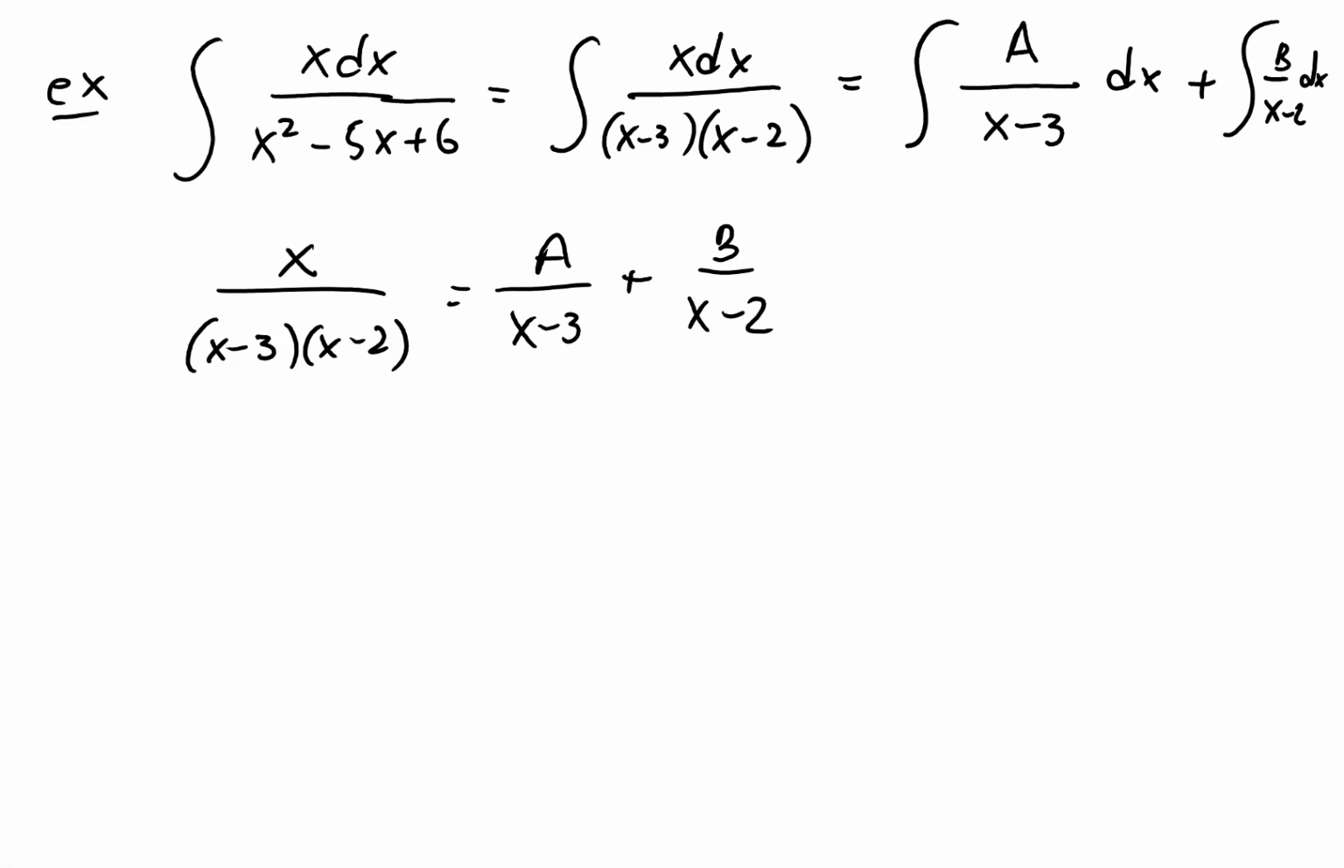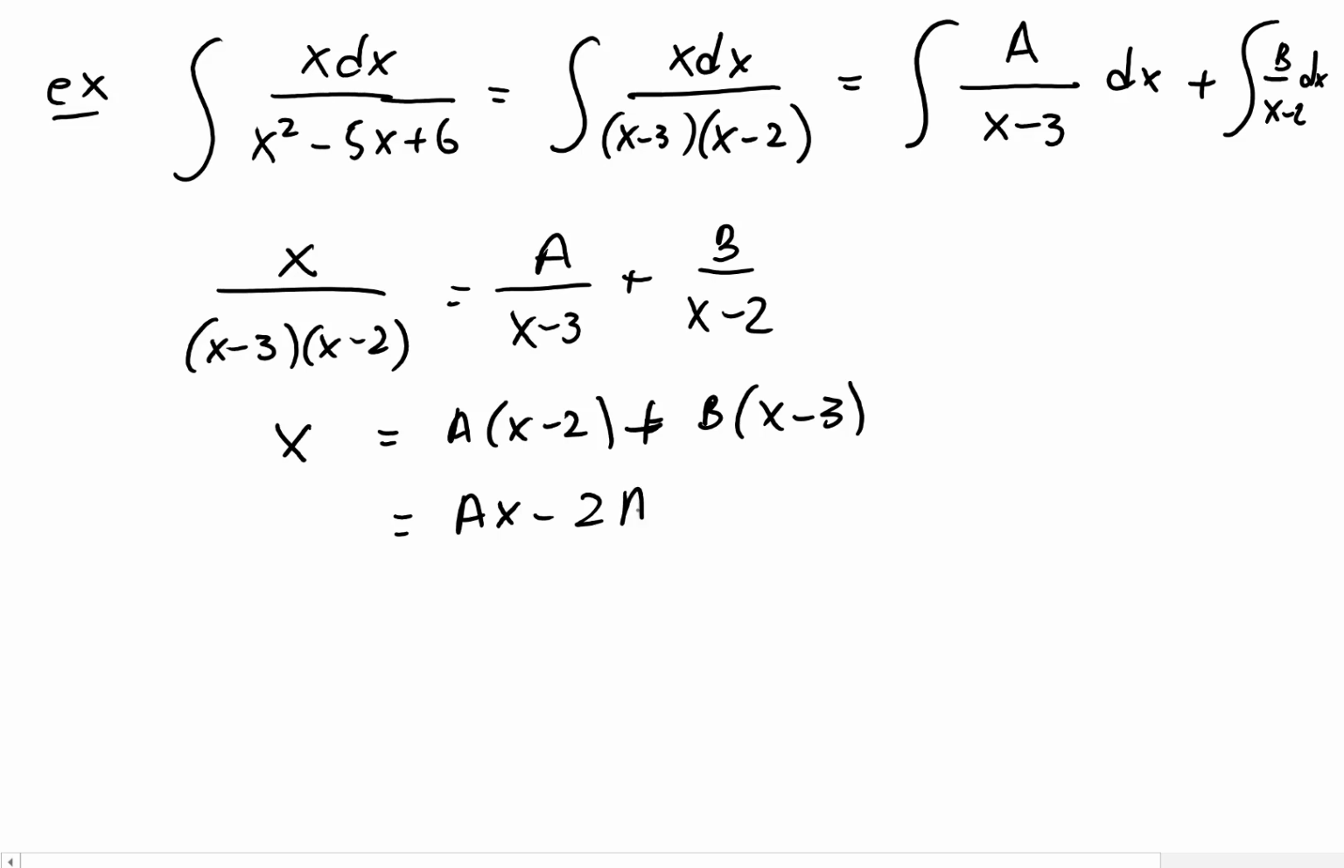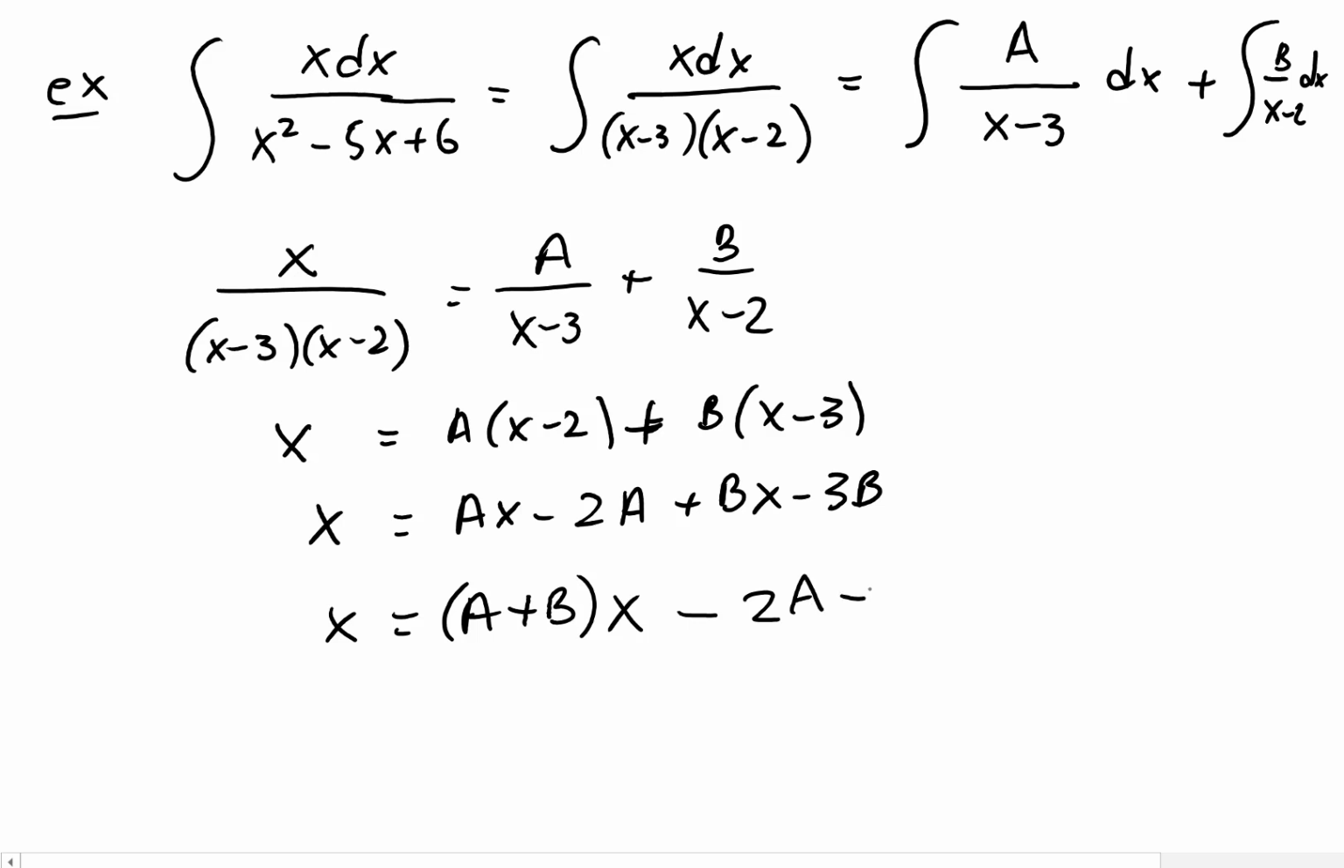And we do that by finding a common denominator between these. Once all three of these pieces have a common denominator, the A part is going to get multiplied by (x - 2). The B part is going to be multiplied by (x - 3). This becomes Ax minus 2A plus Bx minus 3B. And so pulling together the x terms, A plus B will be the coefficient for x, and minus 2A minus 3B will be left over.